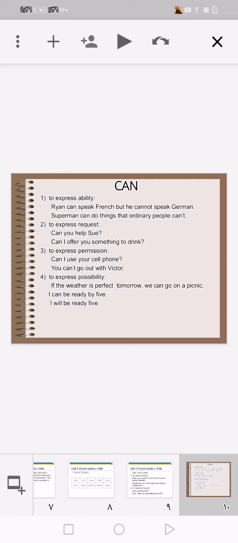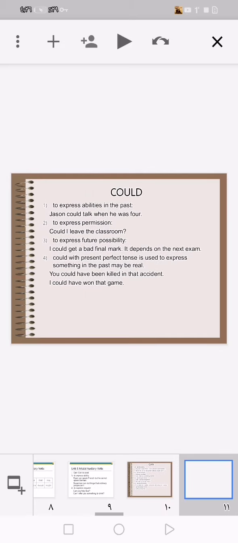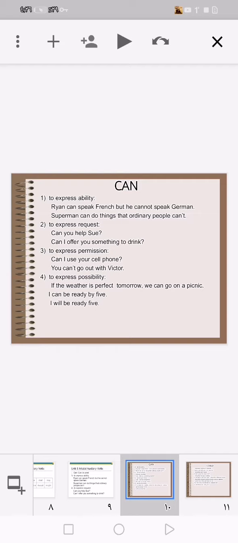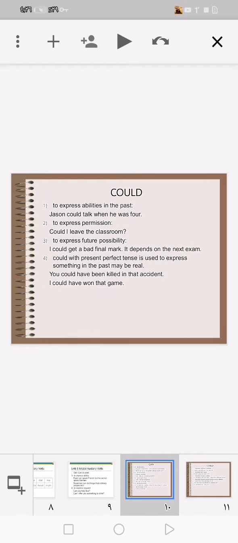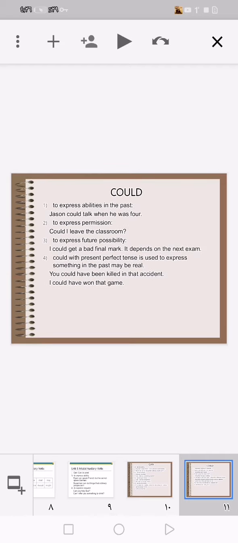Another example. I can be ready by 5. I will be ready by 5. طبعا number one to express ability, number two to express request, number three to express permission, number four to express possibility. Could. طبعا هنا كان الطلاب كان في زمن the present simple. في زمن the past simple شو يصير could.